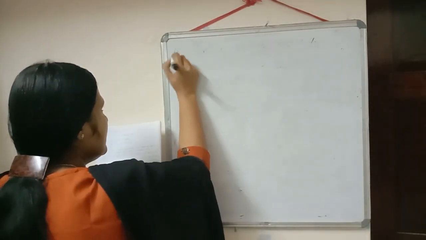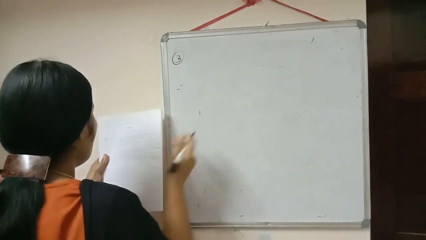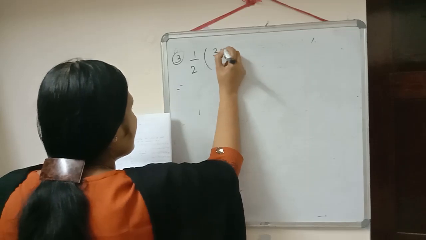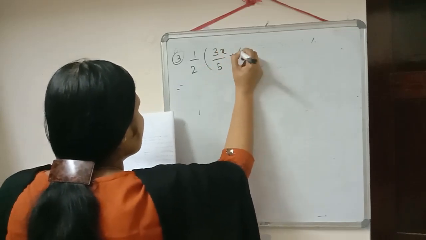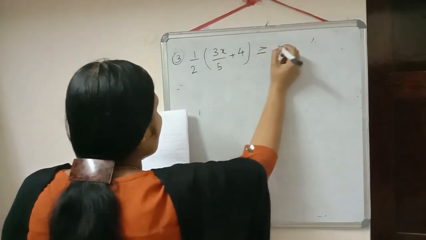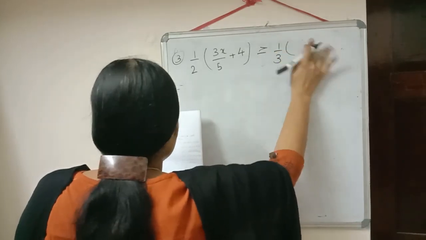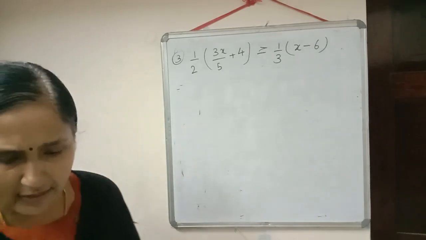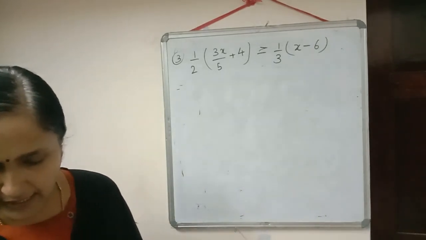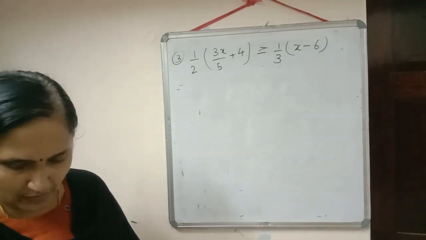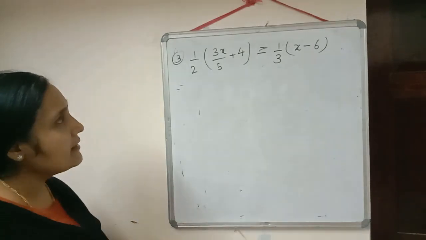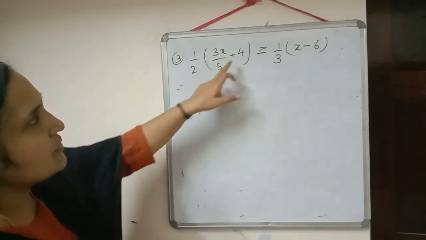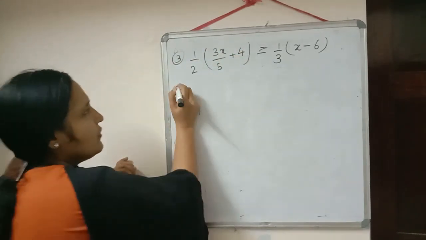The third question is half of, inside the bracket, 3x by 5 plus 4, greater than or equal to 1 by 3 into x minus 6. Normally, how we solve linear equations, in the same way we will solve it. If you want, you can multiply here. That depends on you how you want to solve it.